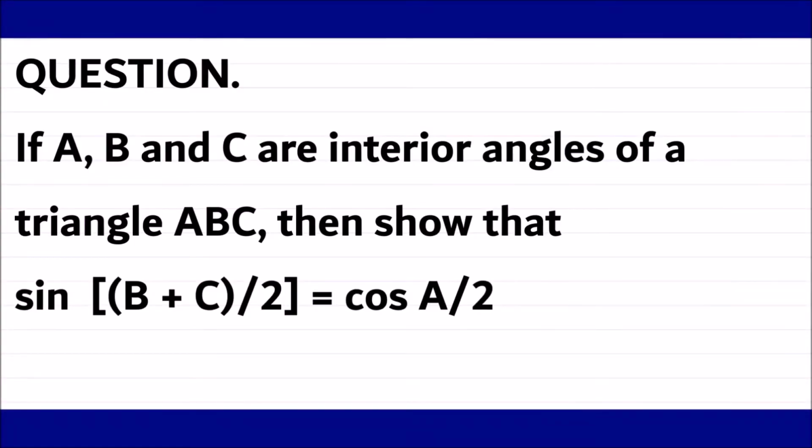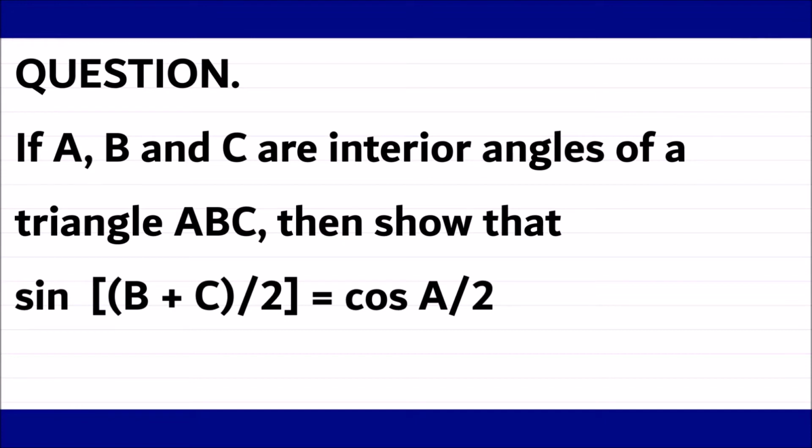The given question is, if A, B and C are interior angles of a triangle ABC, then show that sine of (B plus C) upon 2 is equal to cos A upon 2. So guys, let us see.